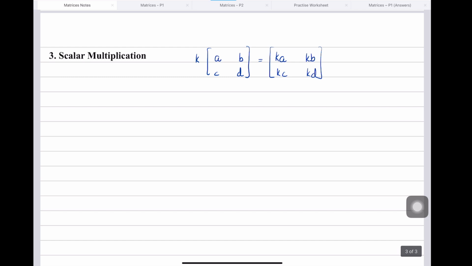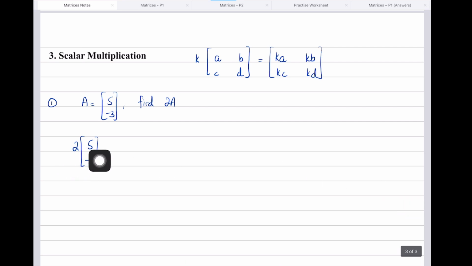It could be anything. So for example, let's say you have A which is equal to 5 and minus 3, and you're asked to find 2A. What does that mean? 2A basically means that you take 2 and multiply 5 and minus 3 with it. Now this is not a fraction.